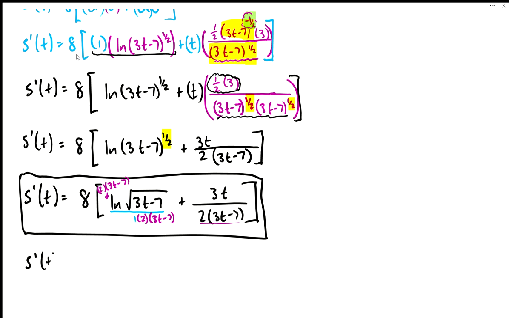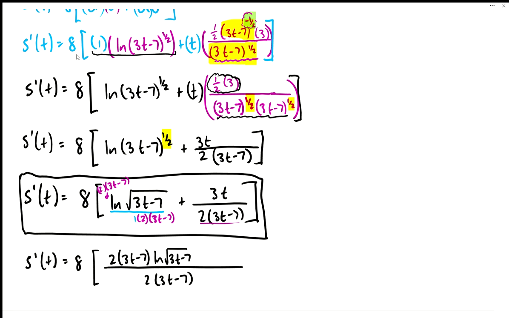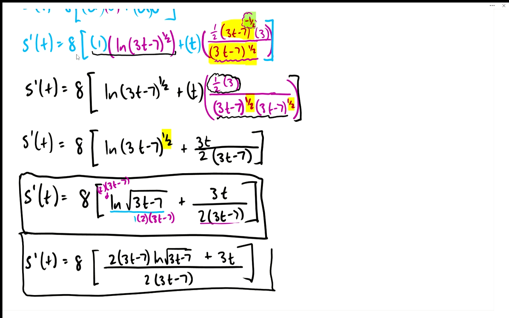So s prime of t equals still 8. And then now we've got a big fraction because we have a common denominator. And then in the front of the first term is that 2 times 3t minus 7. And then the natural log of the square root of 3t minus 7. And then plus 3t. Okay, so something like that. And then that's as good as it could possibly get. I don't think they would do anything else afterwards.